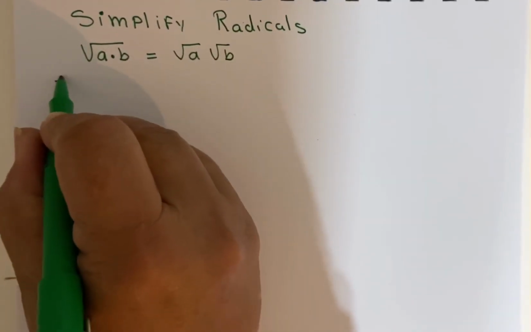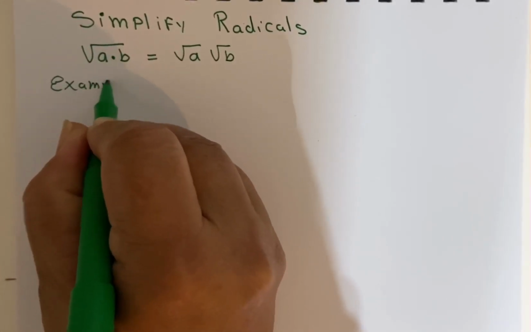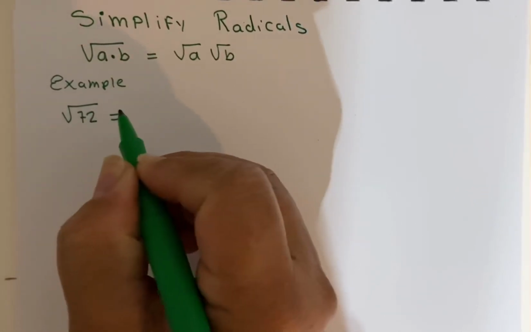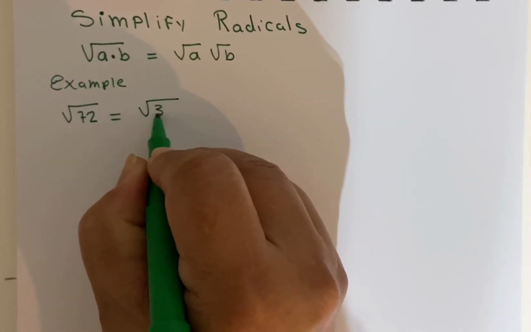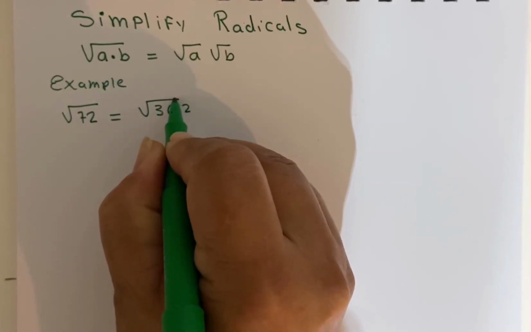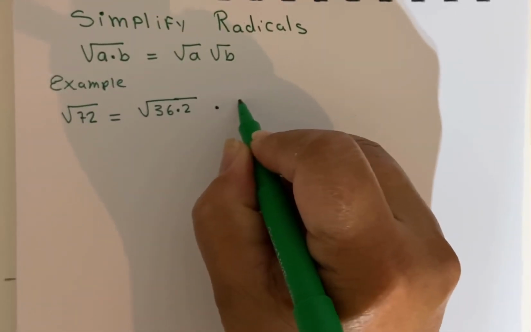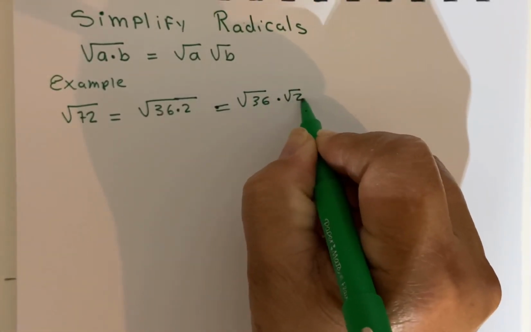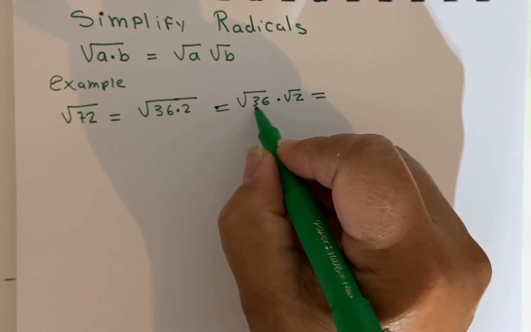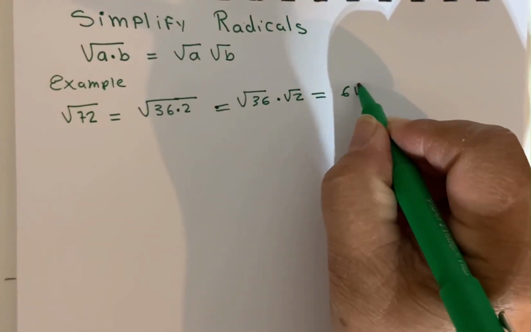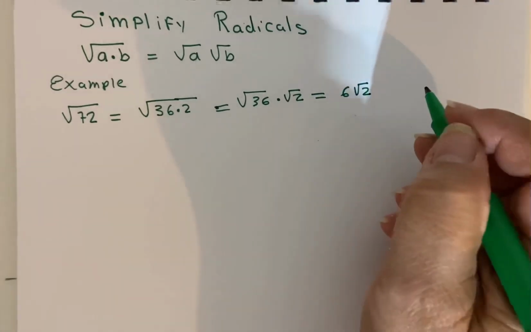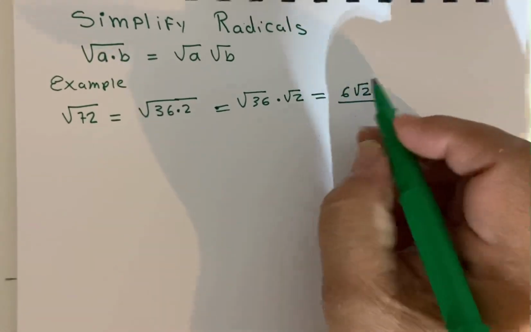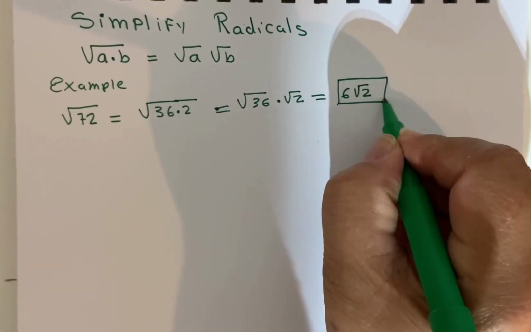For example, if I were to have the square root of 72, this is the same thing as the square root of 36 times 2, which is the square root of 36 times the square root of 2. The square root of 36 is 6, and the square root of 2 is just the square root of 2, so we usually leave it as a radical like this. 6 square root of 2 would be the proper answer.